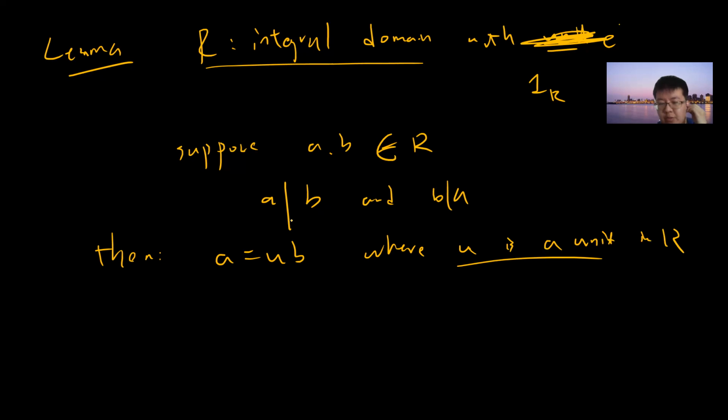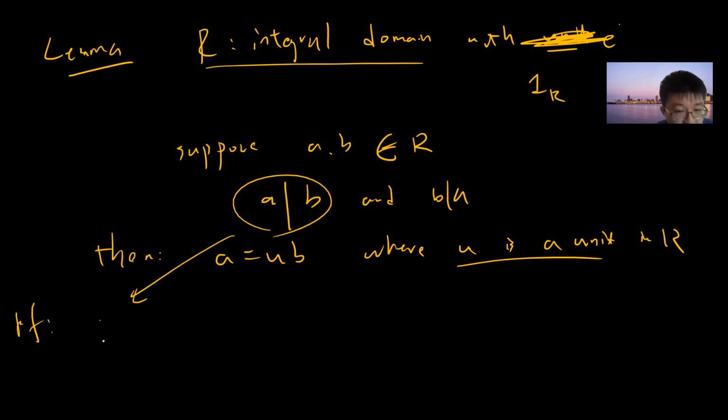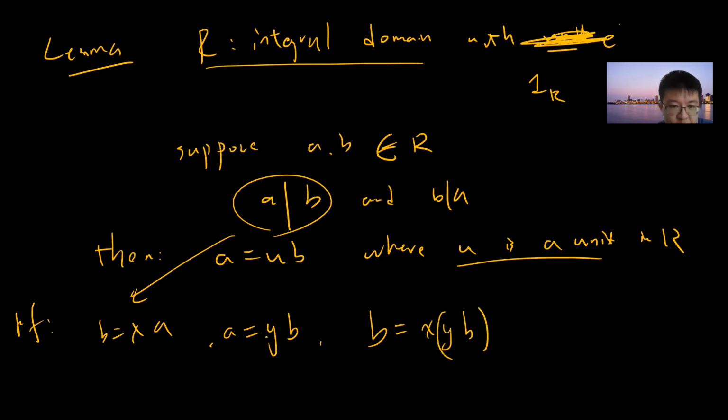So this tells you that if A divides B and B divides A, then A must be equal to UB, for U a unit in the ring R. Okay, so still the proof. If A divides B, then B is XA by definition, right? And B divides A, so A equals YB. So B equals XYB, right? Because YB is A, which gives XYB.